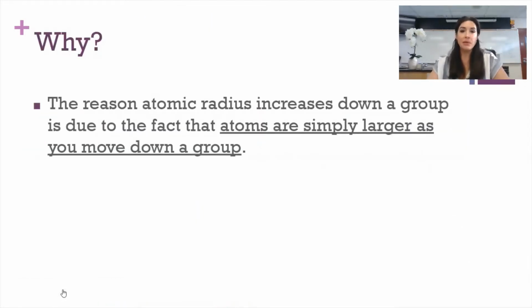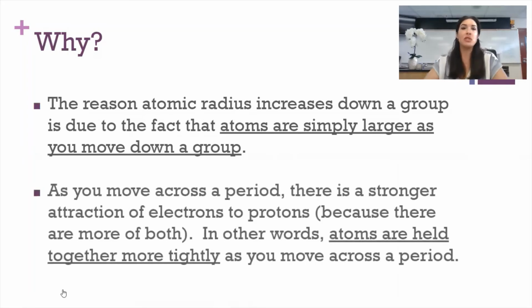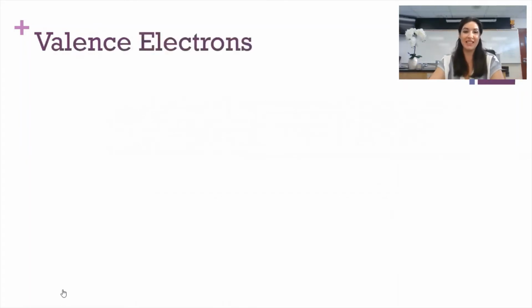The reason the atomic radius increases down a group is due to the fact that atoms are simply larger as you move down a group. And as a review, as you move across the period, there is a stronger attraction of electrons to protons because there are simply more of both of those oppositely charged particles. In other words, those atoms are held more tightly together as you move across the period.